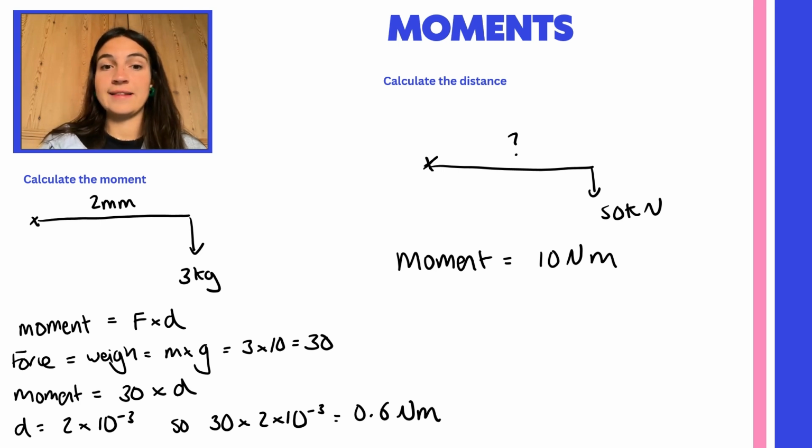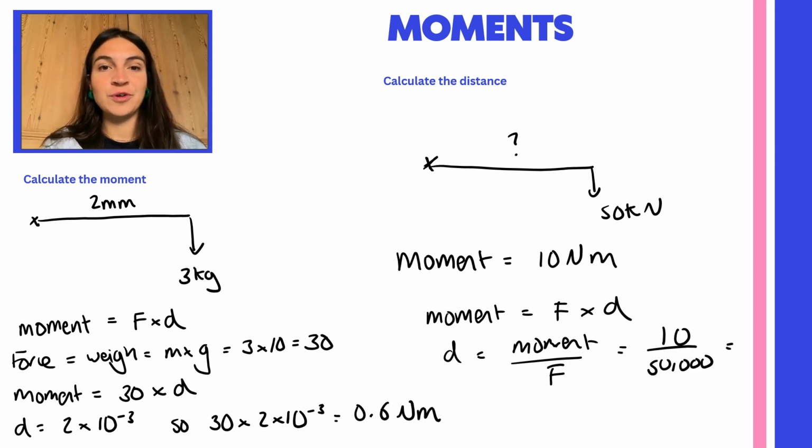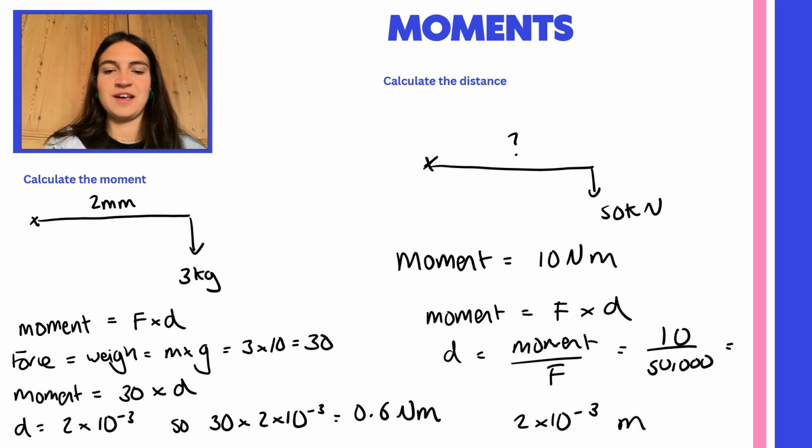Okay, next one, calculate the distance. So this time we've been given the moment, which is being caused by this 50 kilonewton force. So again, my moment is equal to the force times the distance. Therefore, in order to find the distance, I need to take the moment and divide through by the force. So my moment is 10, dividing through by my force. Now it's 50,000 there because my force is in kilonewtons, so I need to make sure that that force is in newtons first. So that's 50 times 1,000, or 50,000. And then if I do that, 10 divided by 50,000, I get 2 times 10 to the minus 3 meters.